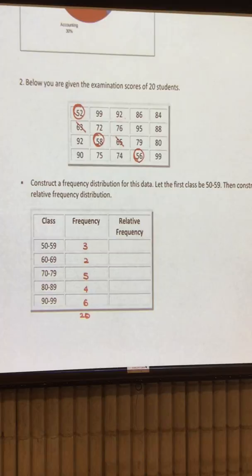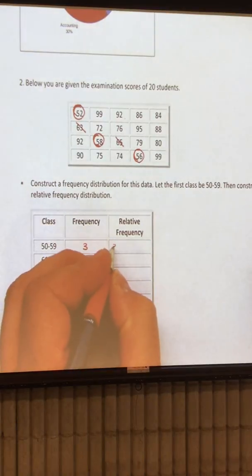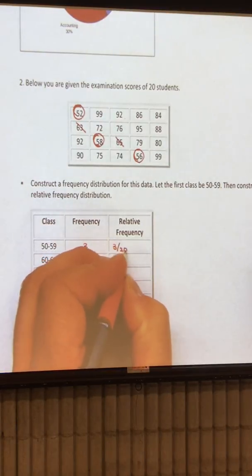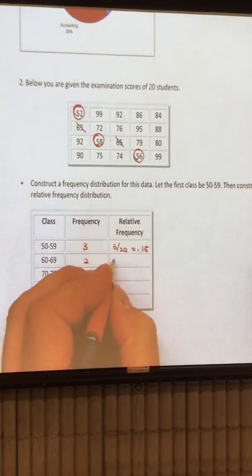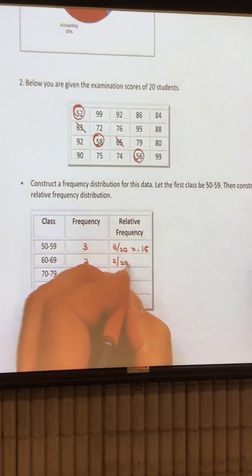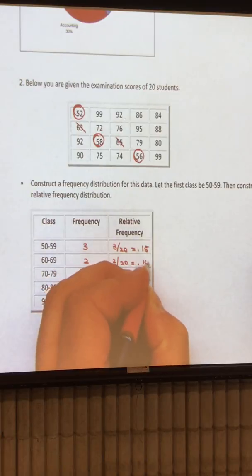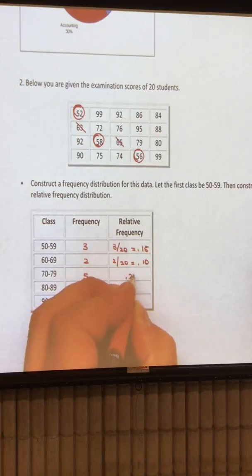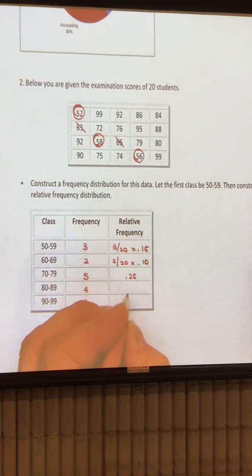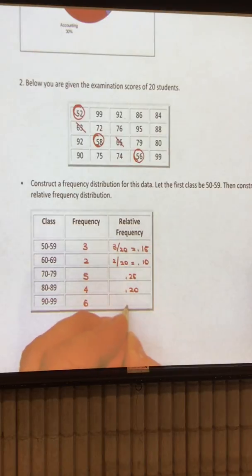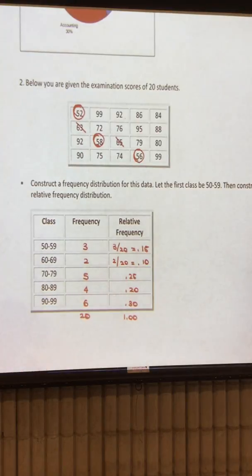Relative frequency, we follow the same steps. The first one will be 3 over 20 over the total, which is 0.15, 2 over 20, 0.1, and then we continue. 5 over 20, 0.25, 4 over 20, 0.2, and 6 over 20, 0.3. The summation of the relative frequencies has to be equal to 1.